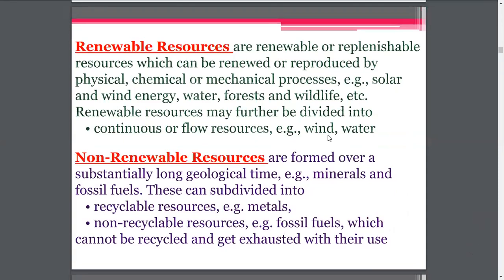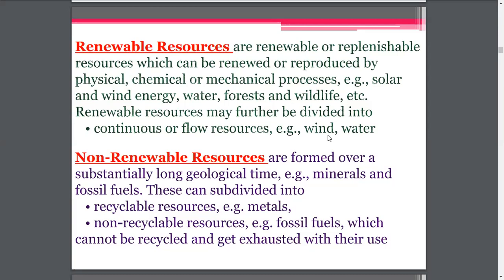Renewable resources are those which can be replenished, renewed or reproduced by physical, chemical or mechanical processes. The examples are given as solar and wind energy, water, forest and wildlife, etc. Renewable resources may further be divided into continuous or flow resources, that is wind and water, which is continuous. That does not stop. It is going on, moving on.